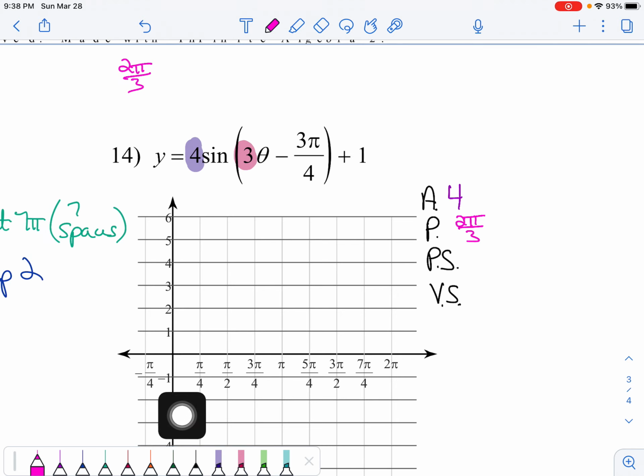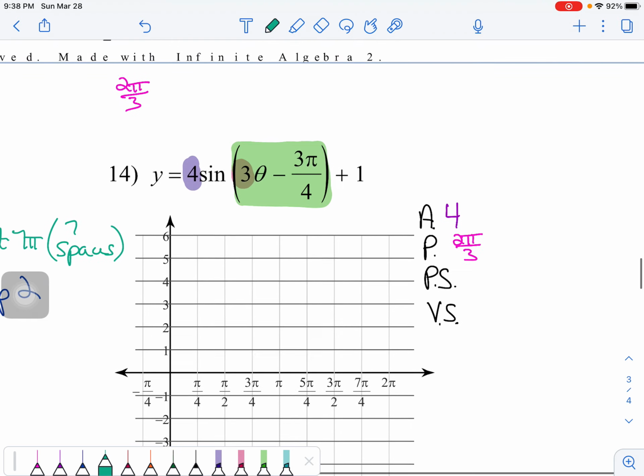Which is going to get a little bit messy because these denominators are in fourths or halves, and we need a third. So we'll talk about, hopefully your fraction skills aren't too bad. Let's go ahead and grab the phase shift. Remember, that's the whole argument that we need to deal with.